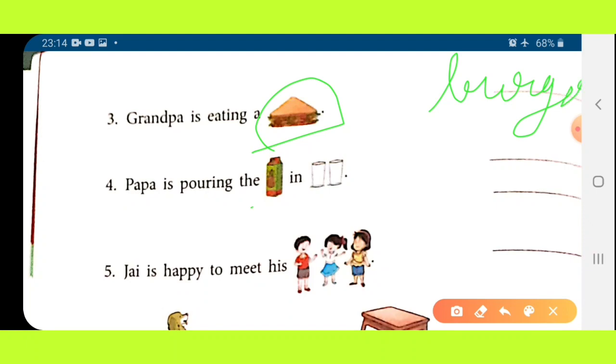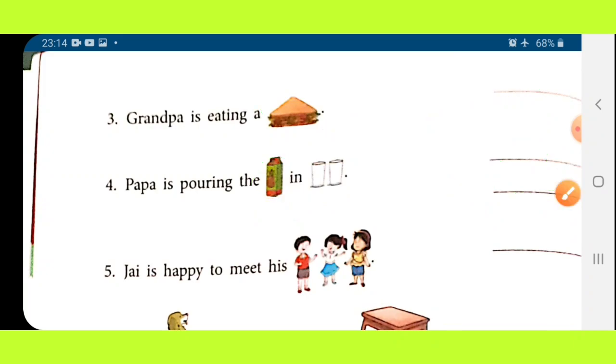Next, Papa is pouring in a glass. What is he pouring? Juice or milk? What is this? Juice or milk? I think this is juice. Is it juice or milk? I don't know. I am not sure about it. So I am writing here milk.